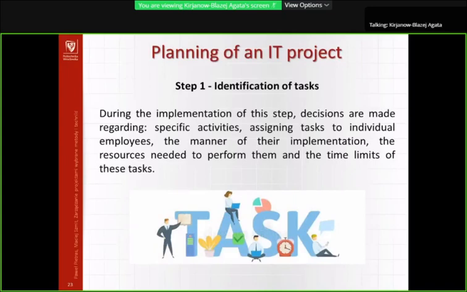First step is identification of tasks. During the implementation of this step, decisions are made regarding specific activities, assigning tasks to individual employees, the manner of their implementation, and the resources needed to perform them, and the time limits of these tasks. In the case of a small project, the project manager together with the substantive team draws up a certain unstructured list of tasks guided by their knowledge and expectations.